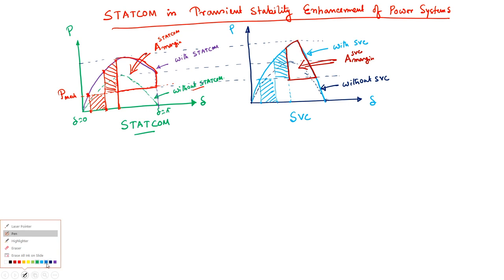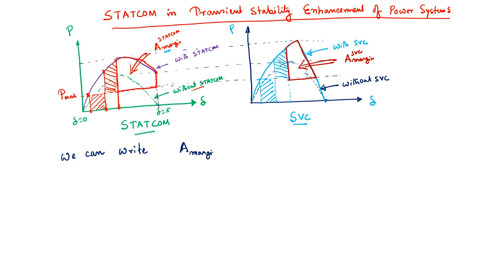Now, as we already discussed, this is considering the placement of STATCOM, and this is considering the placement of SVC. If you compare them, look at this marginal area and this area. Which area would be bigger? Of course, this A margin of STATCOM. Therefore, we can write A margin due to STATCOM placement is higher than A margin due to SVC placement for similar rating.